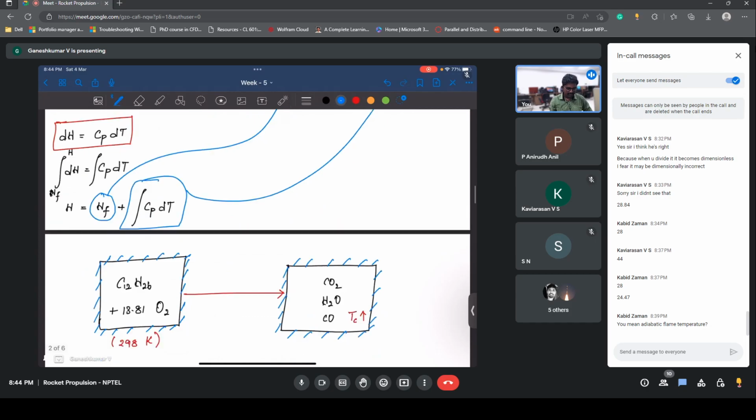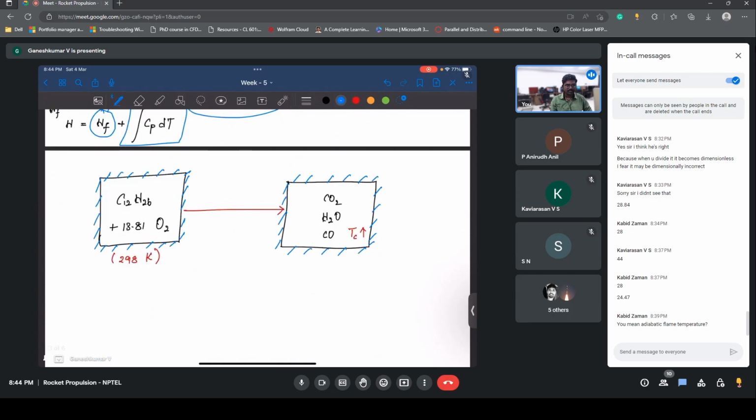Okay, the sensible enthalpy affects this adiabatic flame temperature a little, but the C12H26 has a lot of chemical energy in it. That chemical energy is represented by the formation enthalpy. And that formation enthalpy is very high in terms of C12H26, and it is low in CO2, H2O, and CO molecules. That is the reason this big formation enthalpy gets converted into a sensible enthalpy on the product side, and this sensible enthalpy gives rise to the increase in temperature.